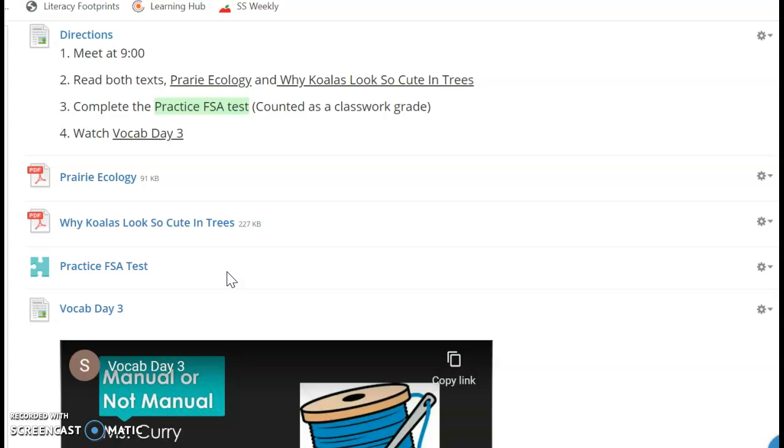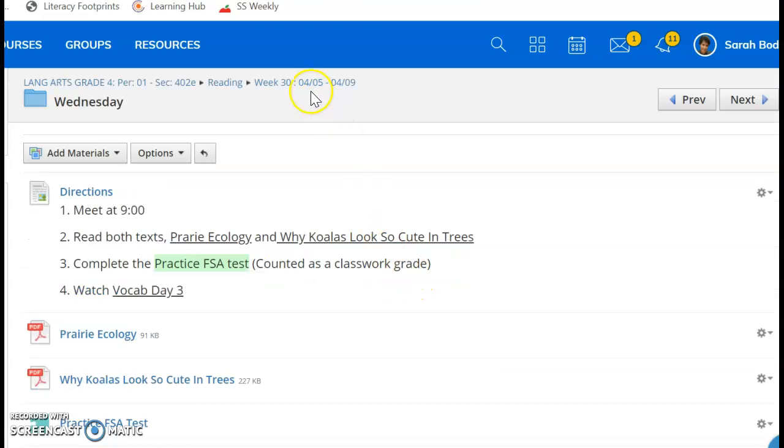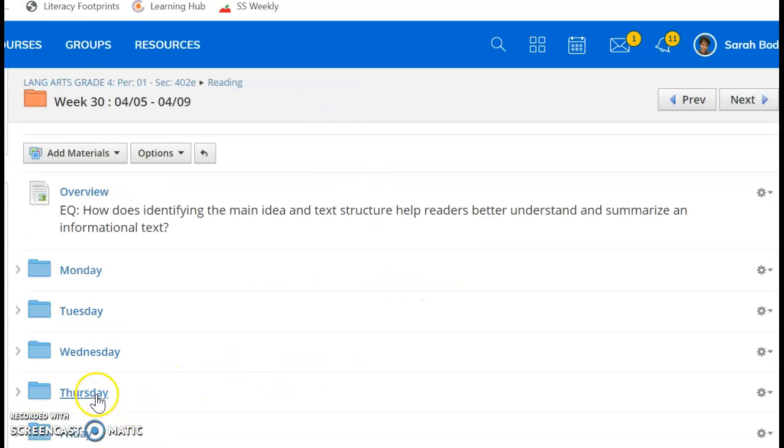Remember that oftentimes on these assessments, there are two or more answer choices that really do make sense. So you have to take your time and narrow it down to which is the best answer choice. After that, you have your vocab day 3 video, and then we're going into Thursday.